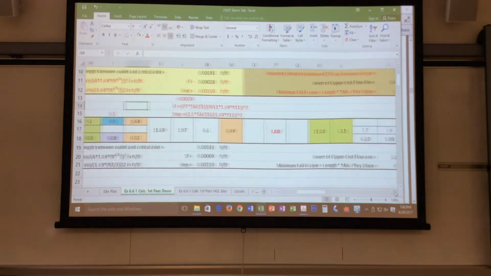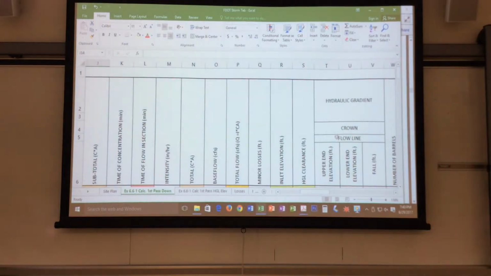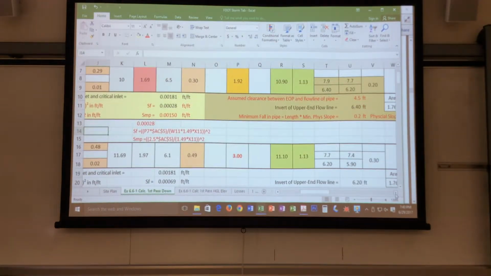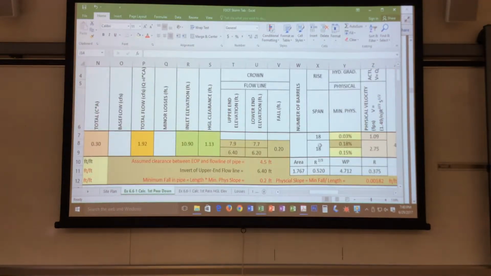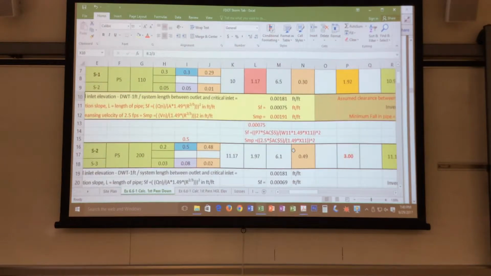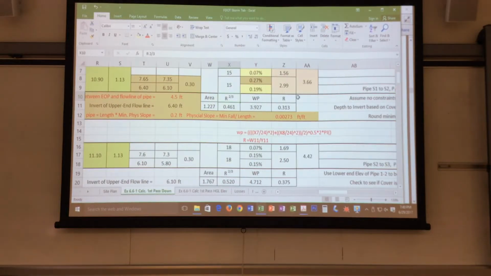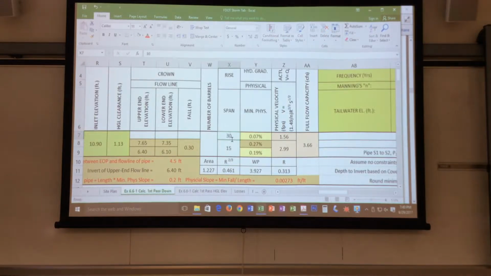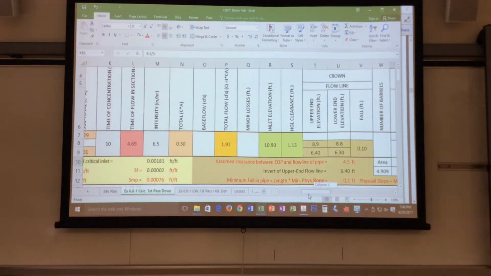What if I used a pipe size that was 15? And this is the nice thing, again, about Excel. What if I changed my mind and I used 15 and span and rise of 15? Then the friction slope would be 0.00075, and it's still smaller, so 15 would have worked. But what if I used a 30 and 30? Then if I'm a 30-inch pipe, the friction slope is still smaller.